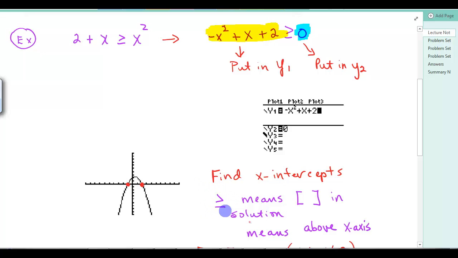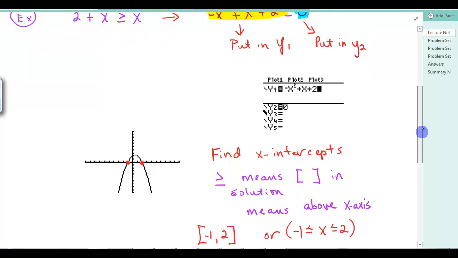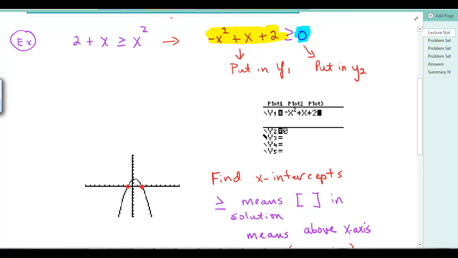Also, greater than means we're going to look above the x-axis. Less than would be lower than the x-axis. So we're saying, where is this thing greater than 0? Well, greater than 0 is above the x-axis. So that's this piece right here.